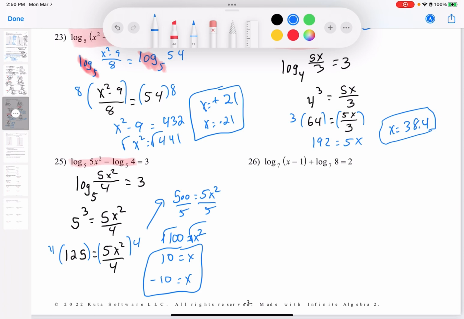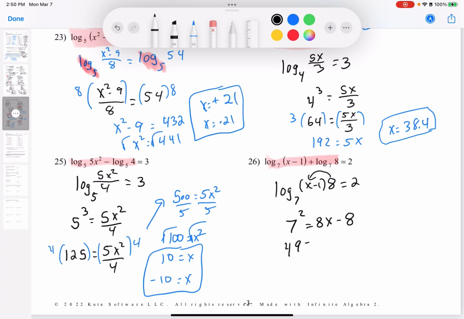And the last one, number 26. Okay, again, we've got this that we have to condense, but we've got an adding this time. So since we're adding, probably don't want to use a highlighter. Go log base 7 of, I'm going to put it in parentheses, (x minus 1) times 8 is equal to 2. Write it as an exponent. 7 squared equals, and I'm just going to go ahead and distribute that. 8x minus 8.